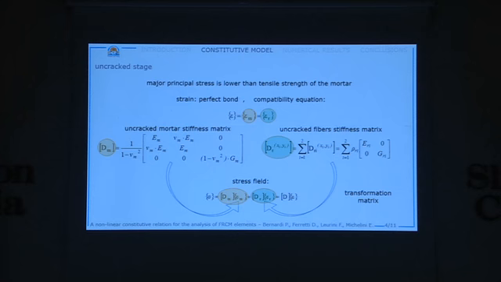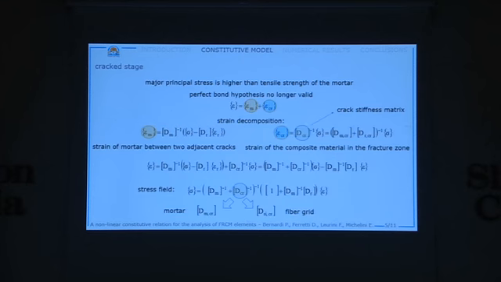While when in the point the tensile stress is higher than the tensile strength of the mortar, the material in that point is considered cracked. So the hypothesis of perfect bond is no longer valid, and the strain in that point is the sum of the strain of the mortar between 2 adjacent cracks, so these terms, and the strain in the fracture zone.